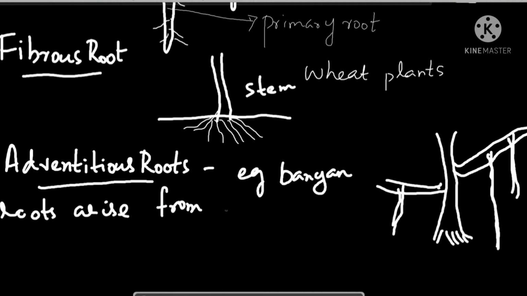Roots arise from parts of plant other than the radicle. Here we can see now the banyan tree. These are the banyan tree branches. Now these are the roots that arise from the branches. So since the roots arise from the branches, these kind of roots are called adventitious roots.